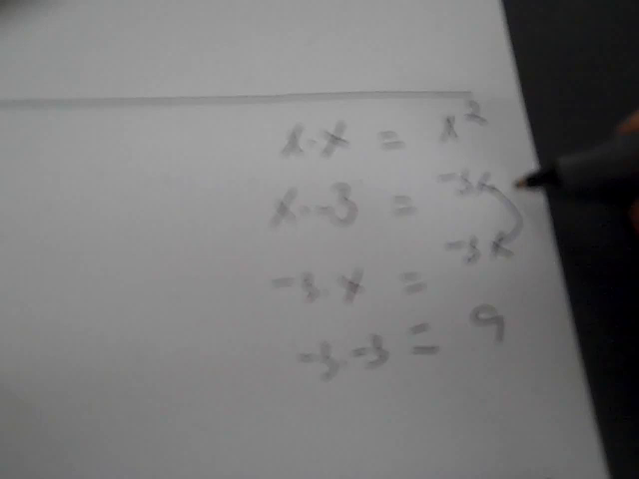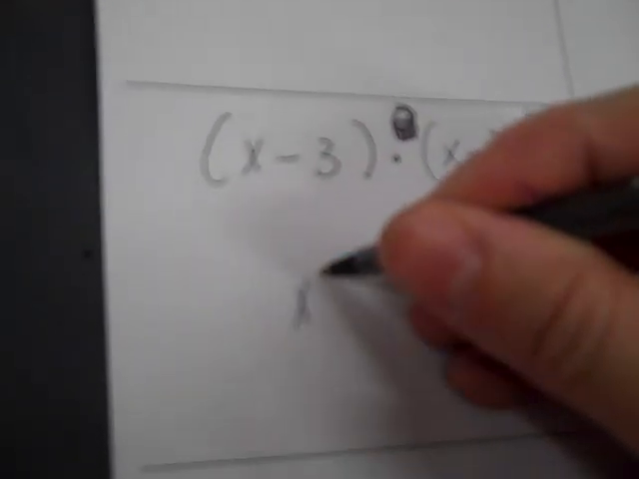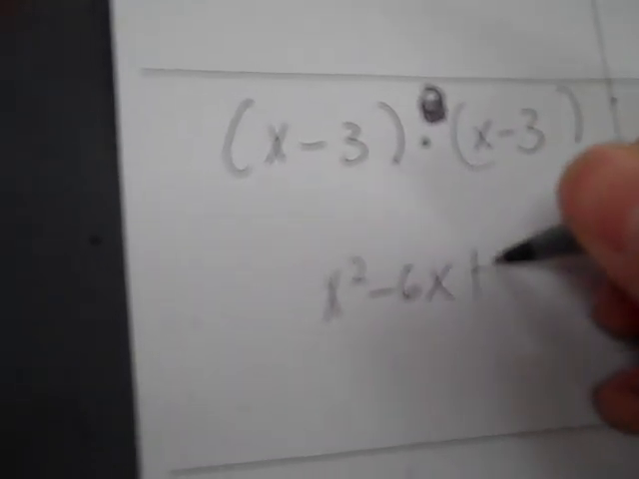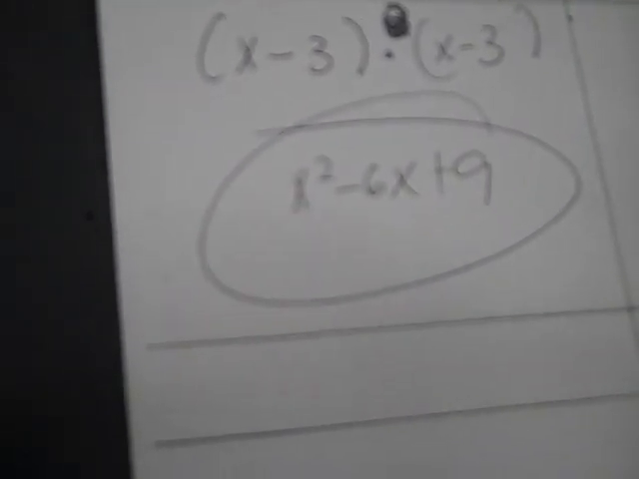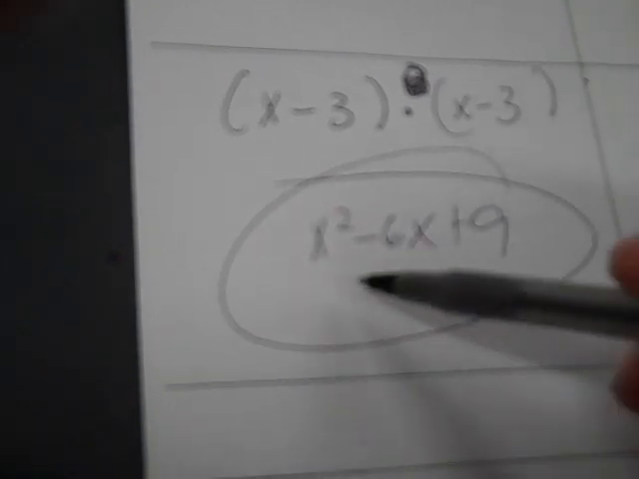Okay, these then combine to make negative 6x, not 0. They're both negative. They don't cancel. So it's x squared minus 6x plus 9.